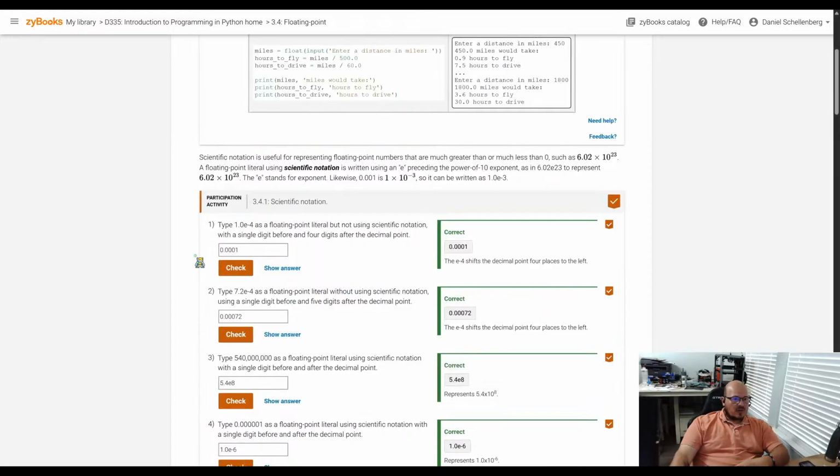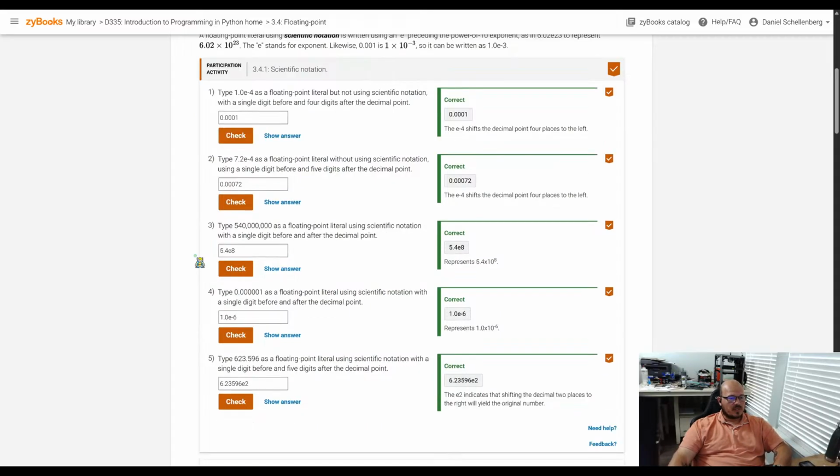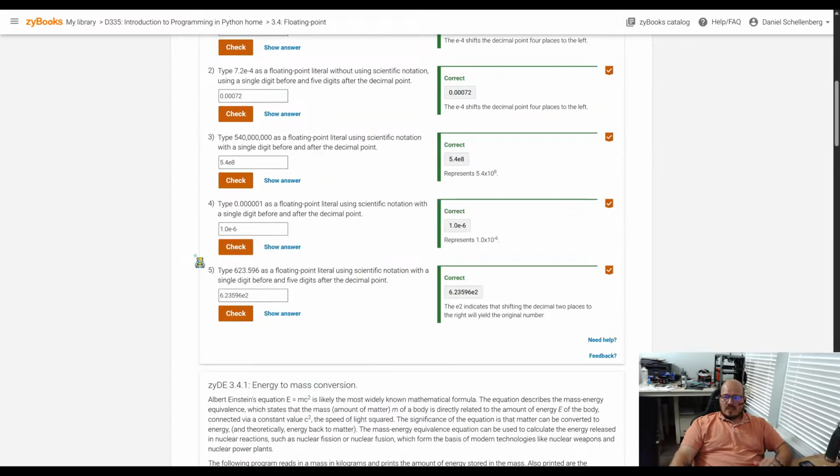So these are scientific notations. And it was called what? Floating point literal. I could probably find more information on W3Schools or YouTube or something here. So let's go on so we don't spend too much time on this part.